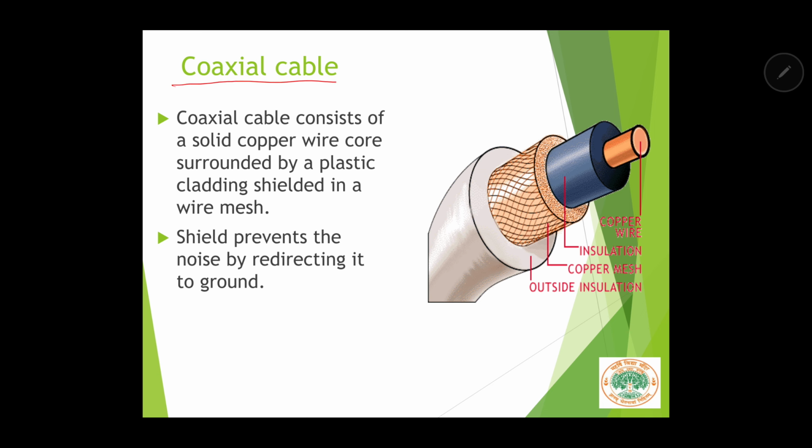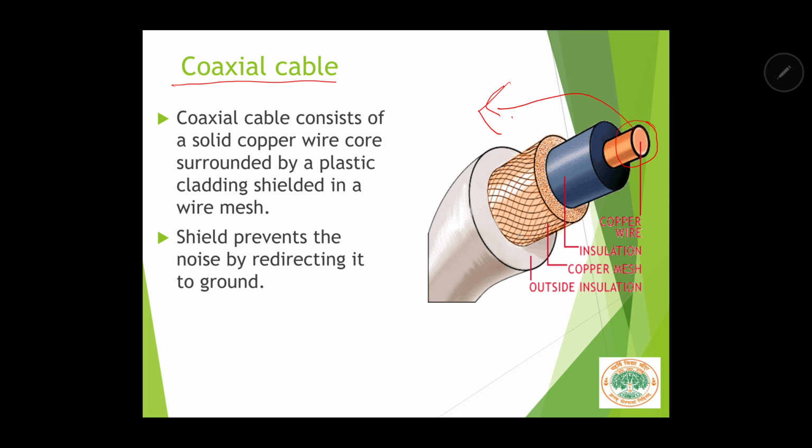It is coaxial cable. As you can see in the diagram, there are various layers in coaxial cable. The central layer, which consists of a copper wire, is used as the carrier of signals. And what does the other layer do? The other layer acts as a shield to prevent the noise by redirecting it to the ground.